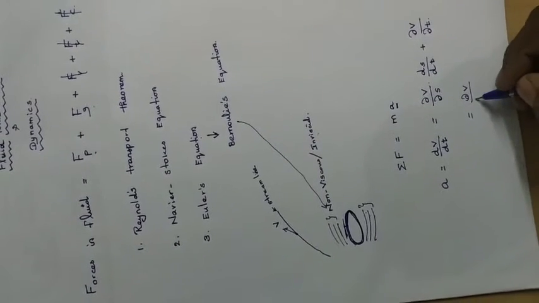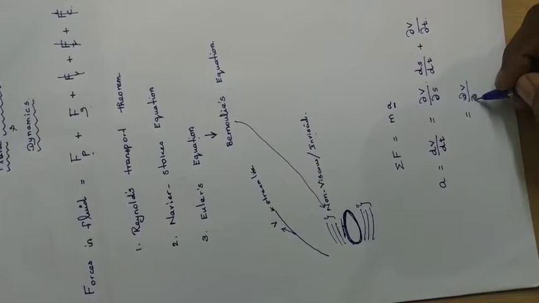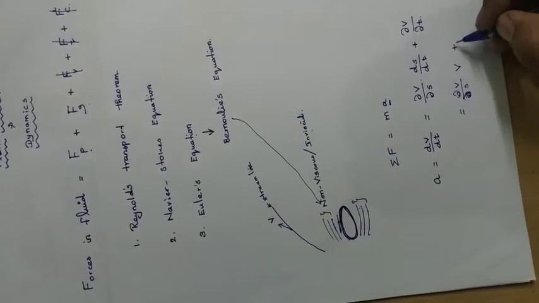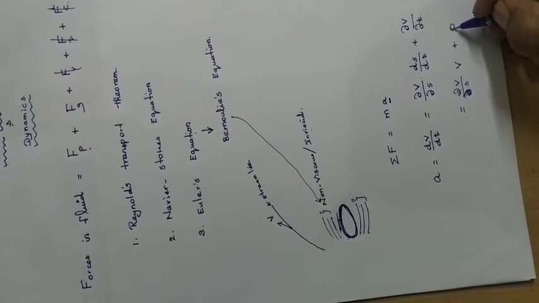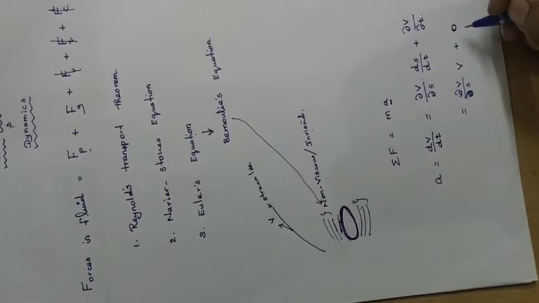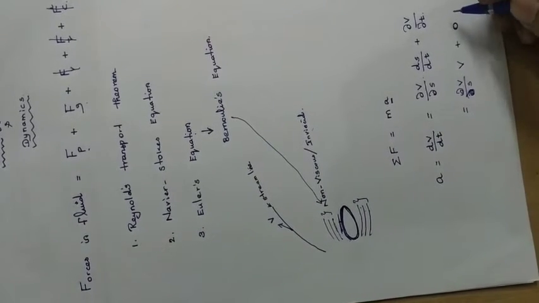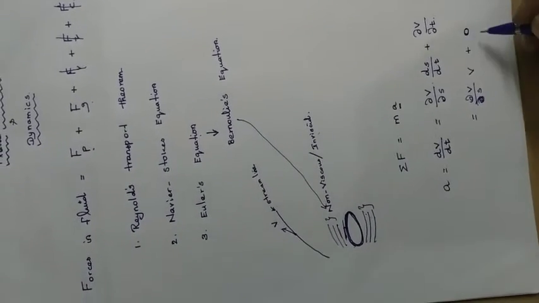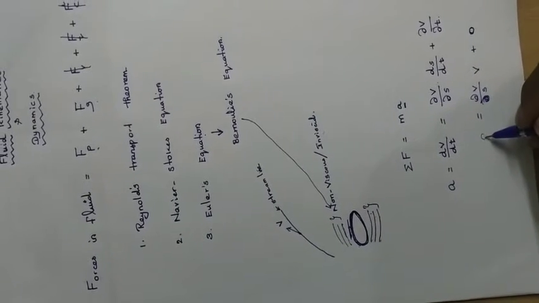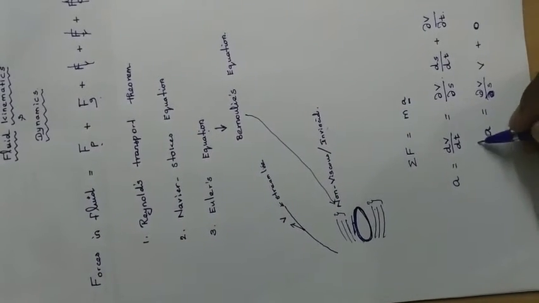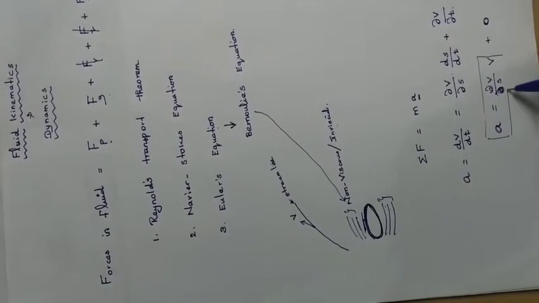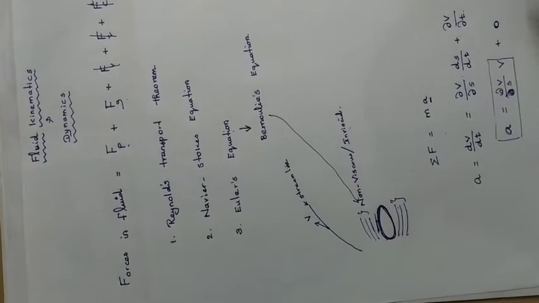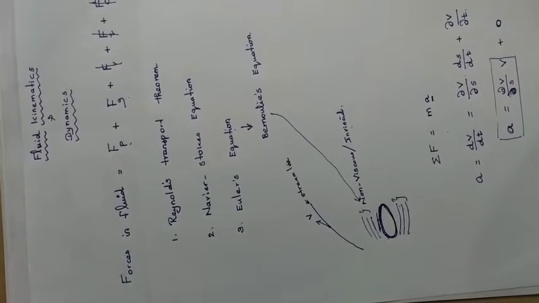dou v by dou s into v, plus this component will be 0 because on the streamline it will definitely be a steady flow. Steady flow is nothing but properties with respect to time equal to 0. So finally your acceleration will become like this. So this is your acceleration, right? So force is equal to mass into acceleration, right?